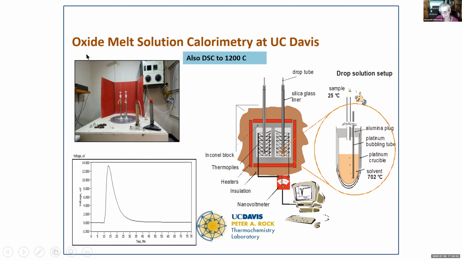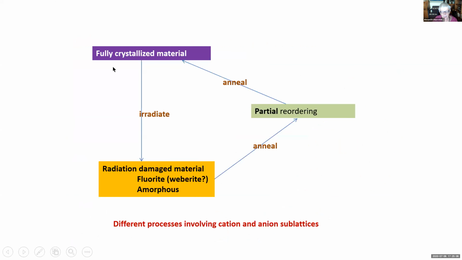So what we wanted to do was look at the radiation damaged samples and then look at the samples that were damaged and then annealed at different temperatures for different times. And this led to a number of surprises, particularly when one looked in detail at the neutron pair distribution function.